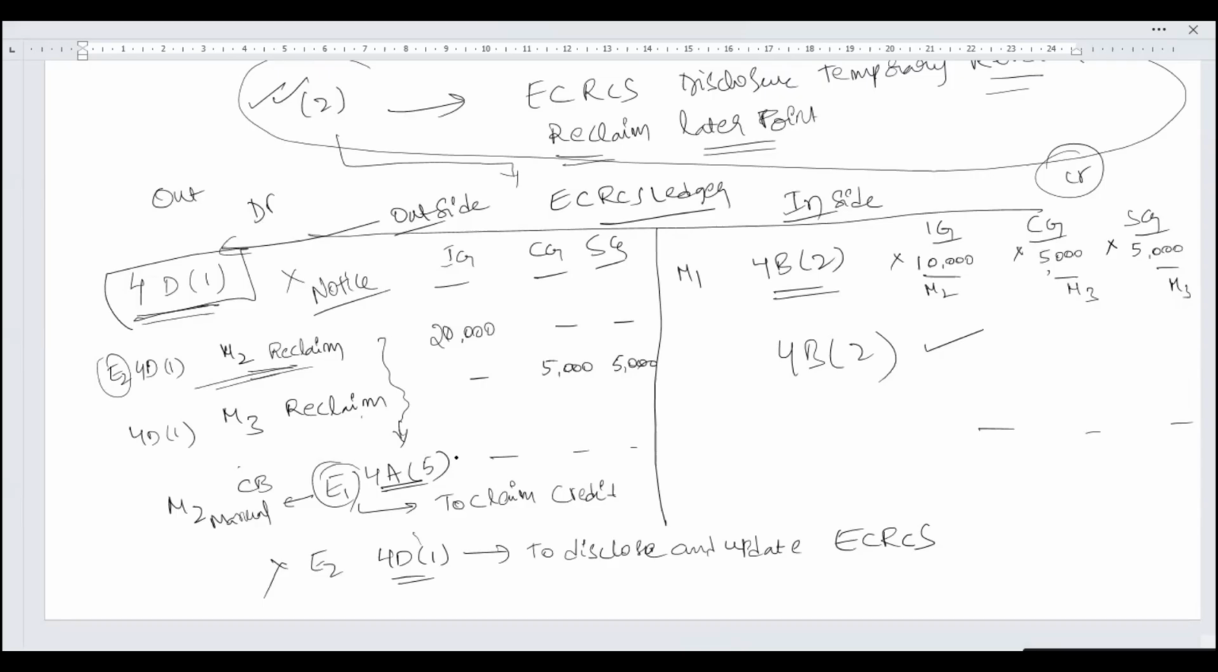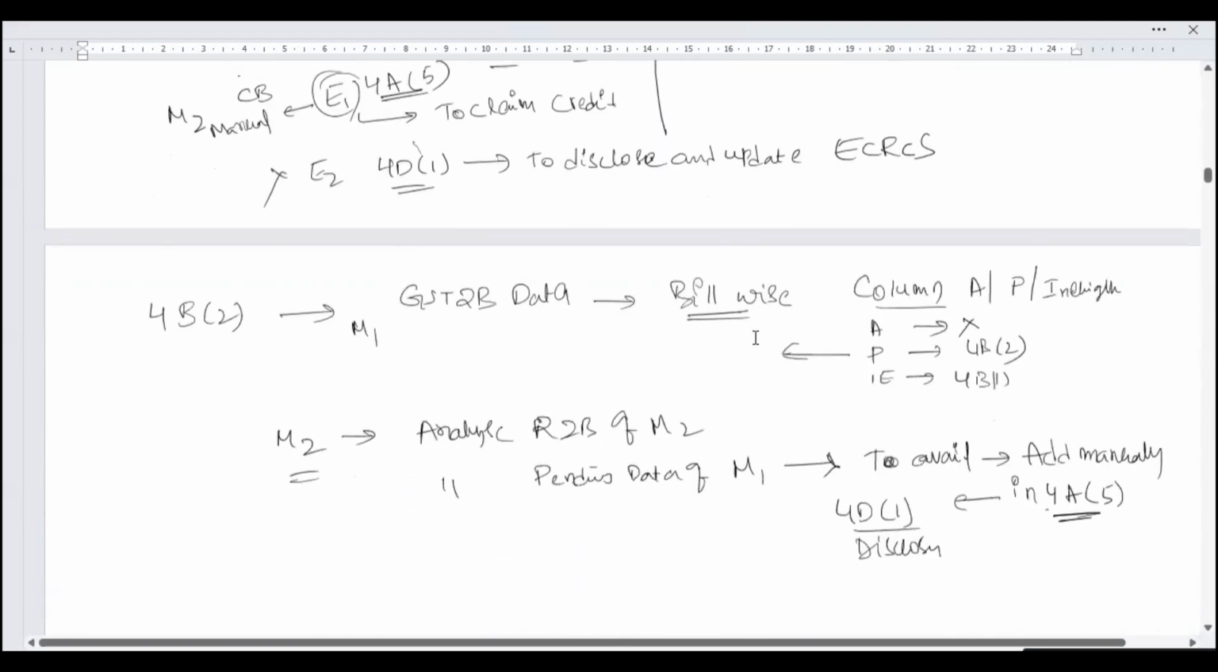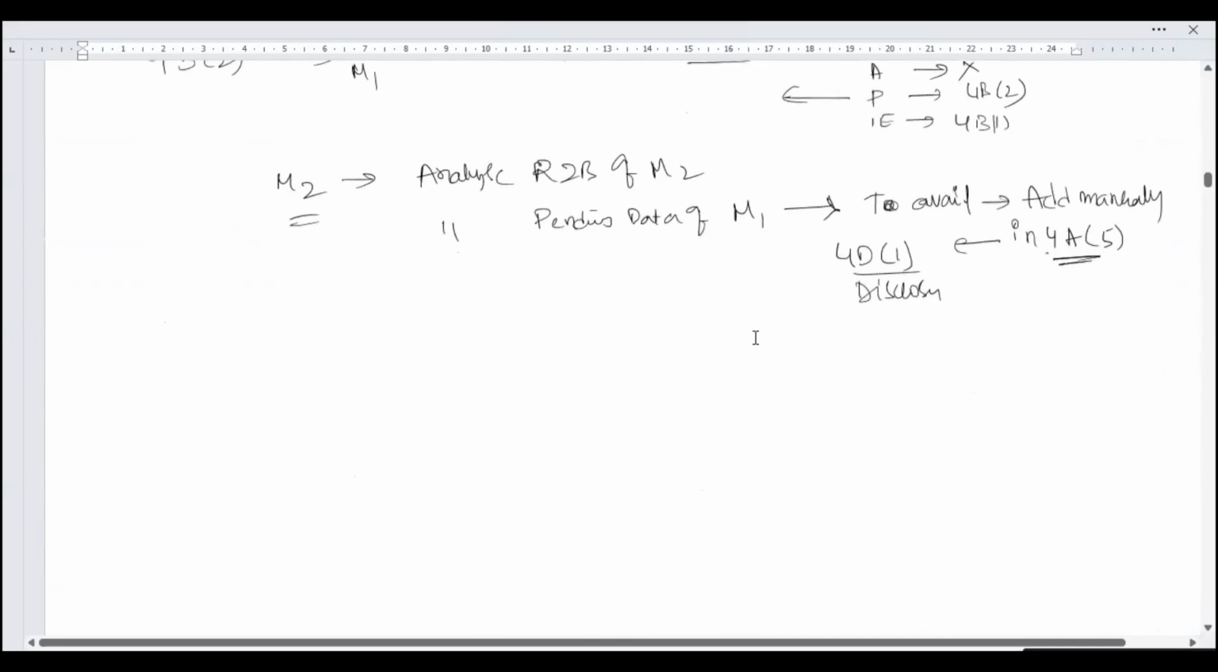So we need to be very, very careful, because when you enter 20,000 in 4A1, you get an alert, a red color will be shown, saying that you have updated more than the credit available. Some people, without even checking that alert, go ahead and file the return. When you do that, there are chances that you may get a show cause notice for that. Now, this is your expectation of ECRCS.